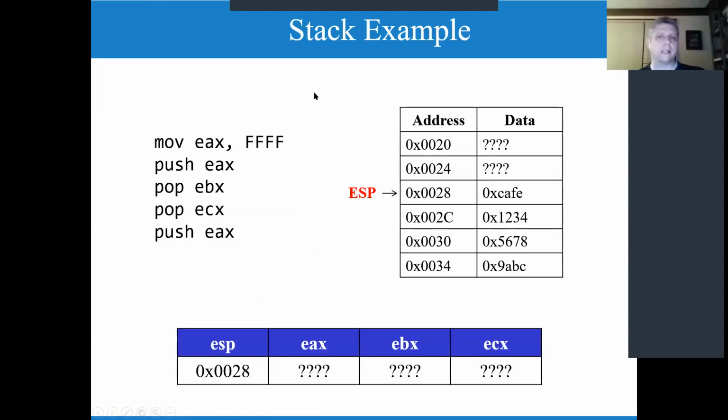So let's look at an example, I think it'll make a little bit more sense how the stack works. On the left-hand side here, let's say we have these instructions. If you don't know what these instructions are, don't worry, we're going to go over them. Right now we have the stack pointer, ESP, pointing to address 28. You can see that we already have data in the stack. At 28, we have hex CAFE. At address 2C on the stack, we have hex 1234, and so on. Above it, there will be values there at address 20 and 24, but we don't care about it right now.